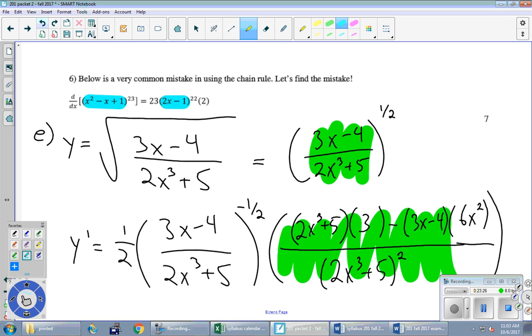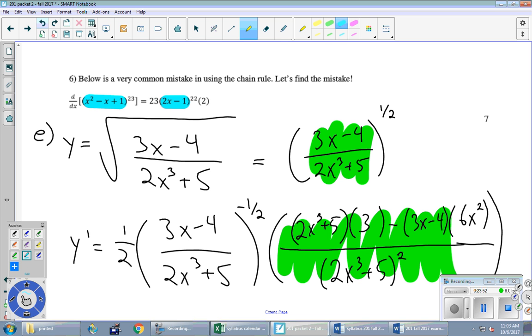It isn't right. What's the problem? Yeah, we need to copy the original stuff one time, and this student did not do that. This student jumped the gun on taking the derivative of the stuff. The 23 is good, and the 22 is good, but the thing in the parentheses is not good. It needs to get copied one time before you take its derivative.